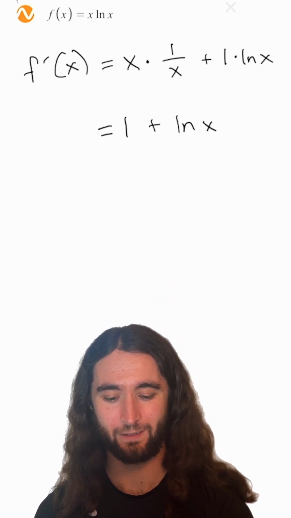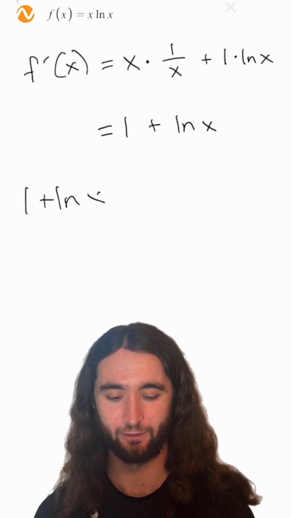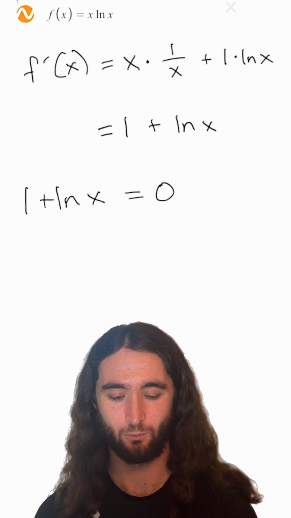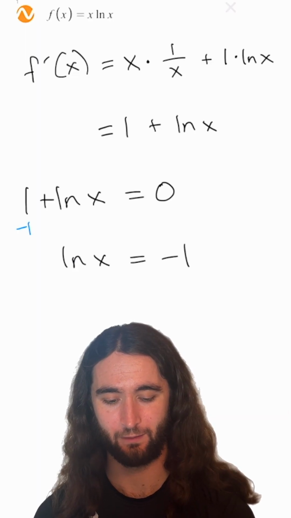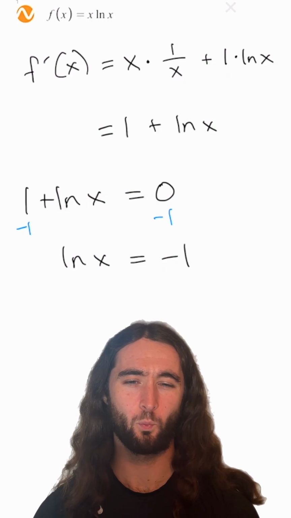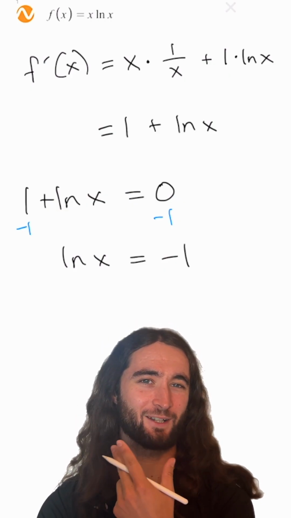We need to figure out when that equals 0. Well, I'll subtract the 1 to the other side. Of course, I did that by doing this to both sides. But now, what can you do to both sides to get rid of the natural log?